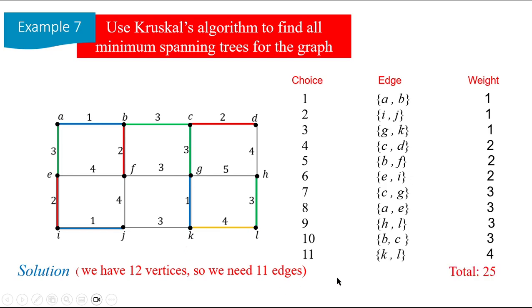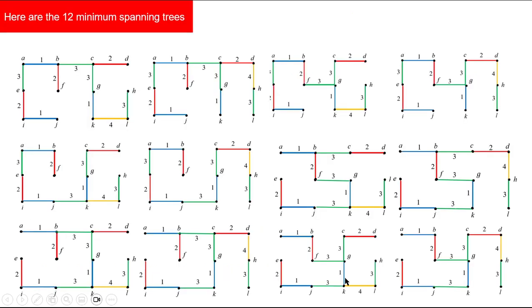Total 25. Now, if you solve this problem, most likely you might not get this, because this graph has 12 different minimum spanning trees. But your answer should be one of these. One of these. Very interesting.